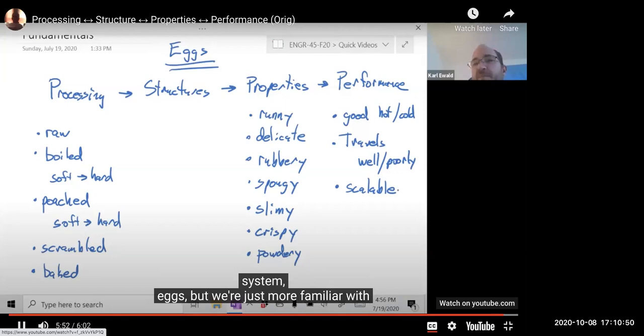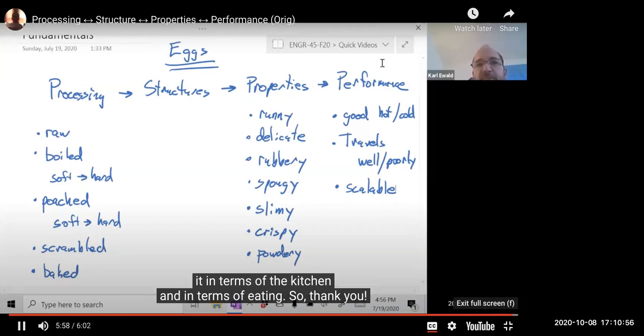So I hope this gives you a good idea of how this plays out in a material system. Eggs certainly are one, but we're just more familiar with it in terms of the kitchen and eating. So thank you.